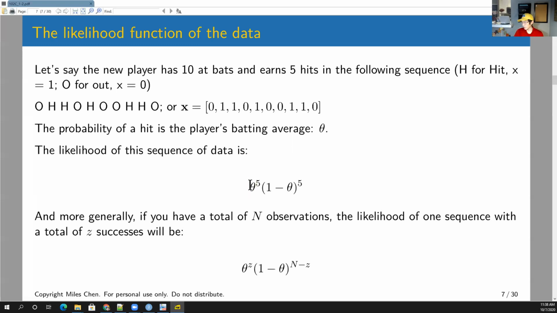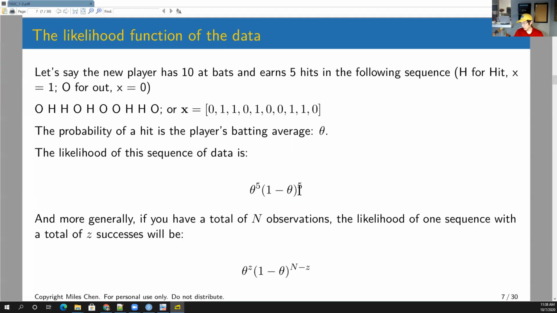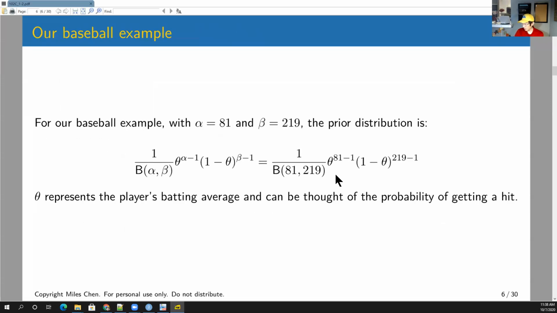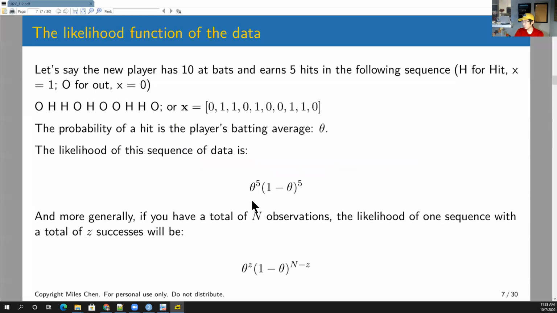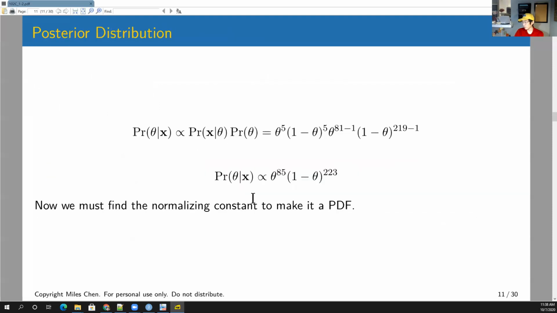And so the likelihood of a particular kind of sequence of data is going to be theta raised to some power and 1 minus theta raised to another power based on what you've observed in your data. So this is the binomial likelihood. Okay, and when you look at a beta distribution, it is in this form: some constant times theta raised to a power, 1 minus theta raised to another power. And so the beta and the binomial distribution have this property that when you multiply them together, they multiply very nicely together.